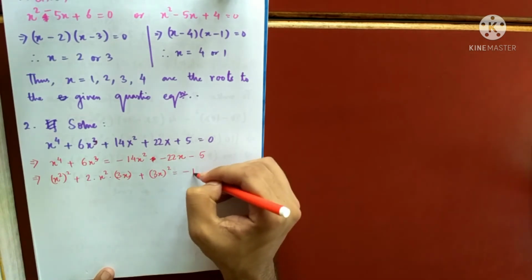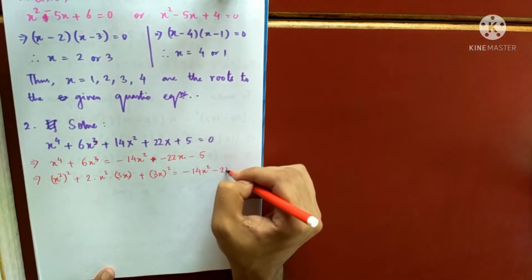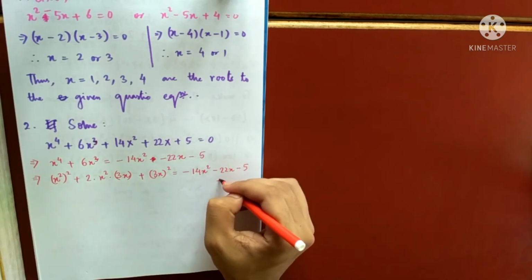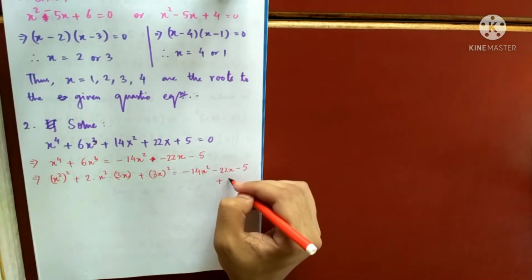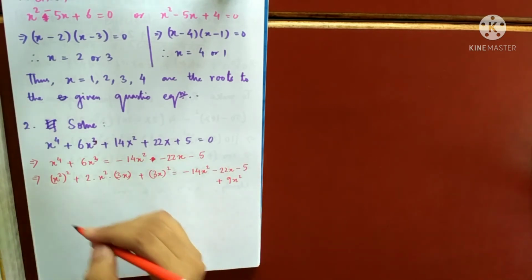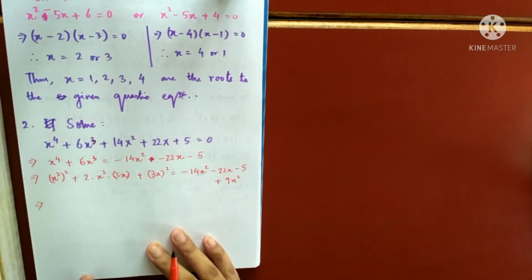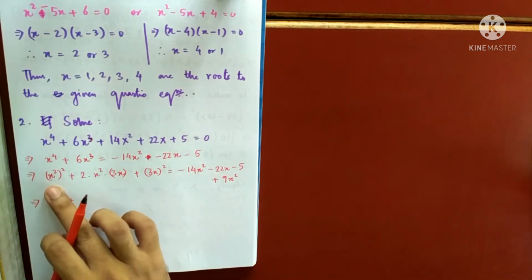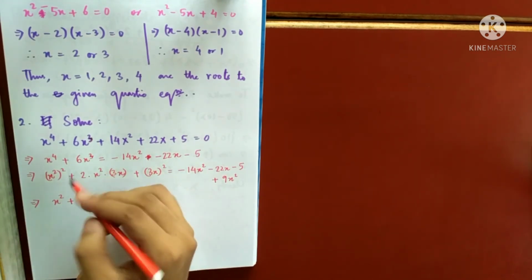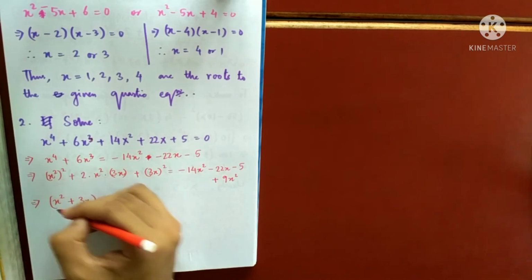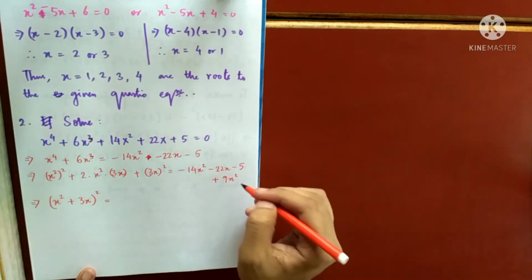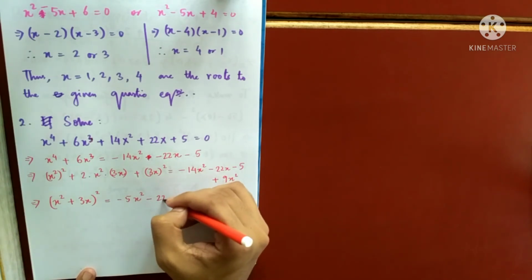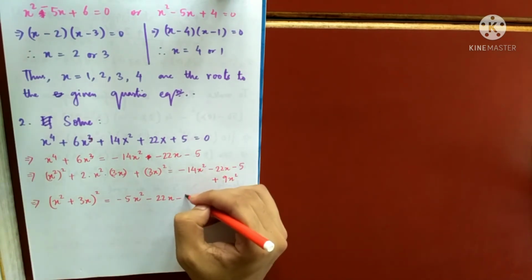I'll add here also. So minus 14x square minus 22x minus 5 plus I'm adding 9x square. So the left hand side is a perfect square. So that is x square plus, because a square plus 2ab plus b square, so b is 3x. This whole square, and this is nothing but minus 5x square minus 22x minus 5.